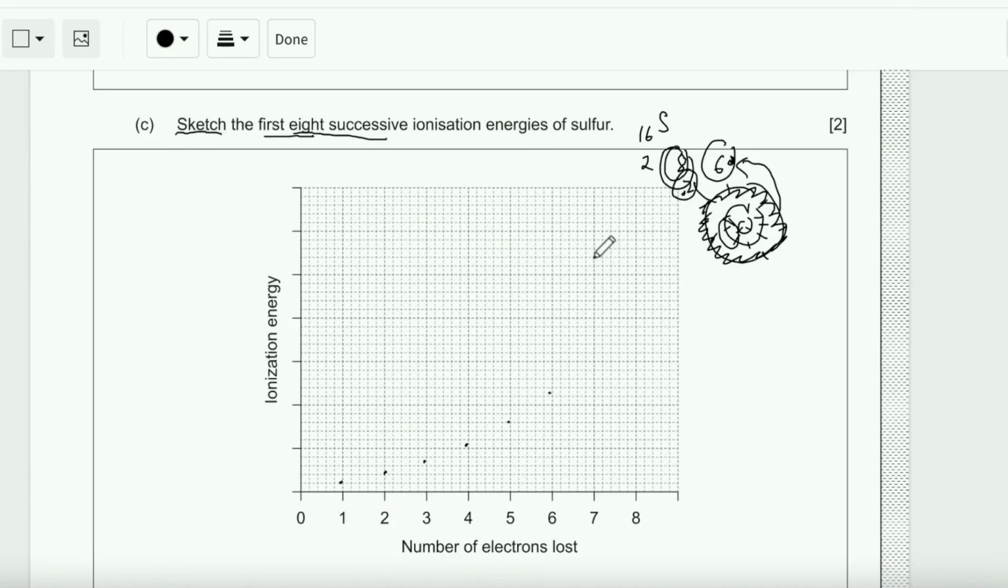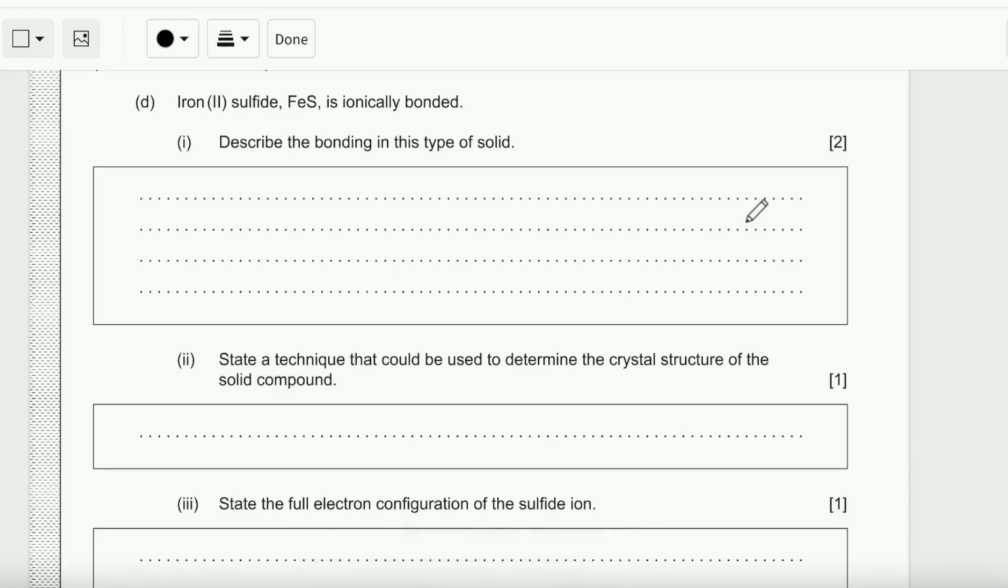But for 7, it will be higher because it is difficult to remove this electron. The first from here and the second one from here. But these 6 come from the outer shell. That's why it's easier to remove these, and the gaps between the electrons are small. But the gap between 6 and 7 is very big because it's difficult to remove the electron from the second shell.